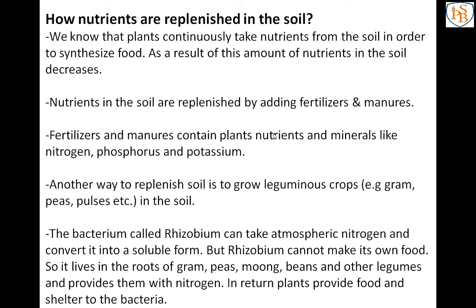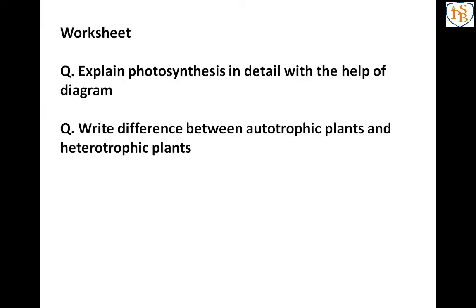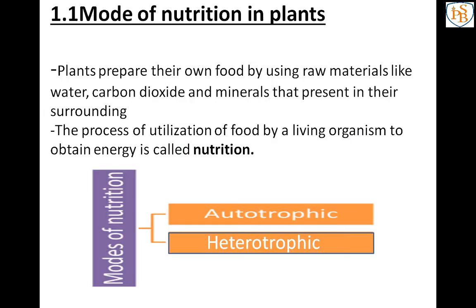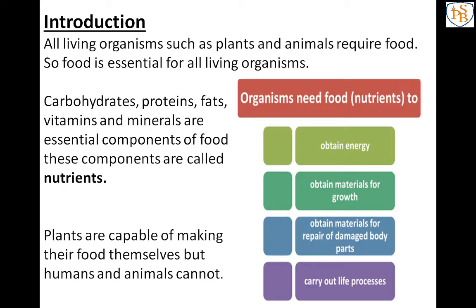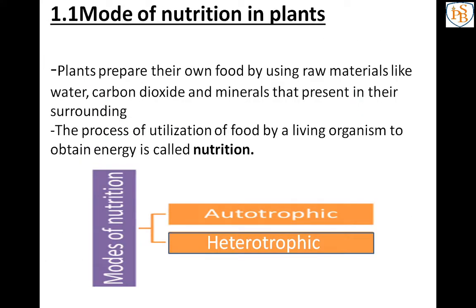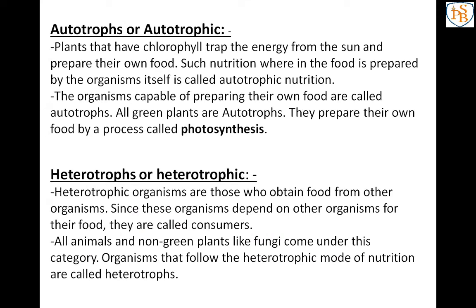Hello everyone. So now only one point, the last point, is remaining in our lesson, that is nutrition in plants. Before finishing our lesson, let's take a look at our overall lesson. In this lesson, we have learned the different modes of nutrition, then what are nutrients, what is nutrition, then two main types, that is autotrophic and heterotrophic. Then in detail we have learned about the autotrophic and heterotrophic.